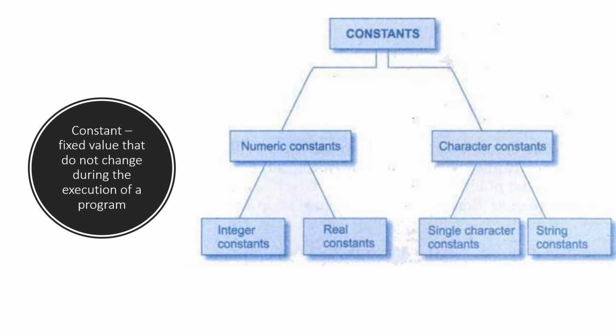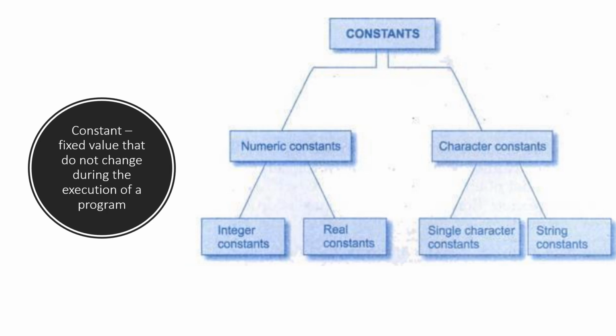So, coming to constant, it refers to a value that remains unchanged throughout the execution of a program. Once defined, its value cannot be altered. If we use a variable instead, it can be modified during program execution.